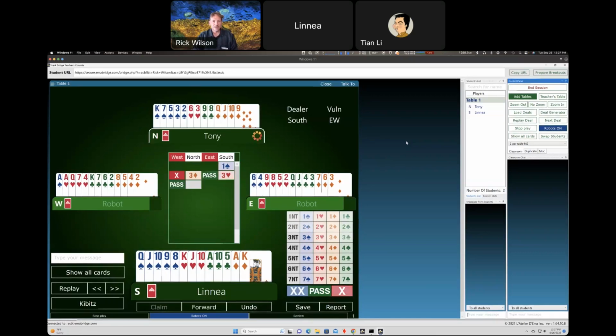So hang on, what's your 3 heart bid, Linnea? Well, now I'm starting to bid controls. So how many points does your partner have? He's got 10 to 12 points and 4 spades. Okay, 10 to 12. So is that enough for slam? Well, probably not. So I should just bid 4 spades. Yeah.